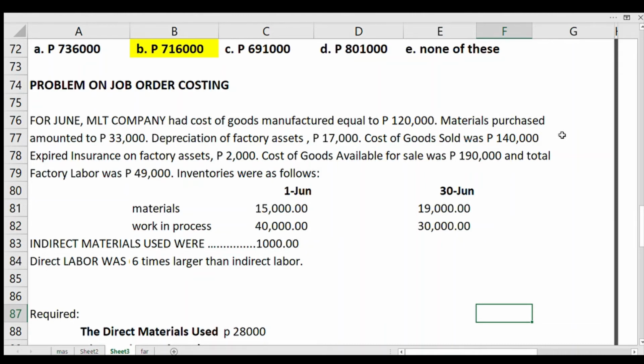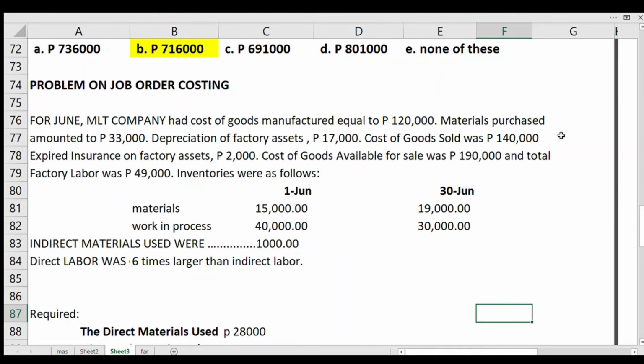190,000, and total factory labor was 49,000. Inventories, materials beginning 15,000, ending 19,000. Work in process 40,000 for the beginning and 30,000 at June 30. Indirect materials used were 1,000, and direct labor, as given in the information, was 6 times larger than the indirect labor.